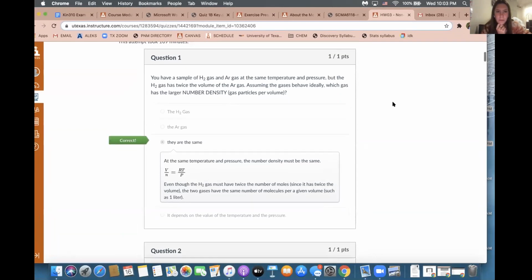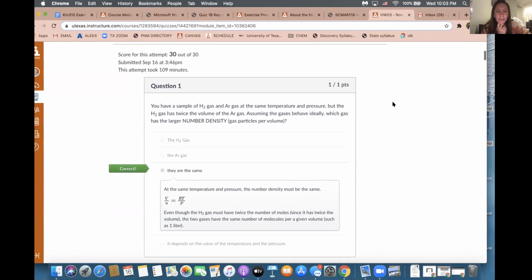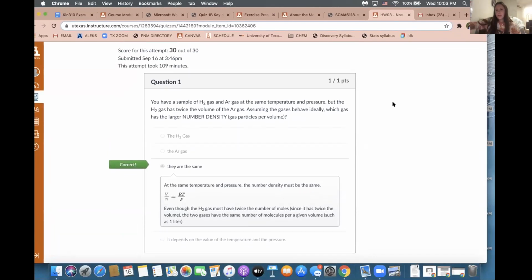So this is the homework, and I did it with my friend who knew how to do it, but she couldn't really explain it to me. I have all the right answers, I don't know how to do them. Okay, let me read it first. This one's kind of qualitative, but the H2 has twice. A lot of these problems are just messing with the ideal gas law, like a lot of the relationships.